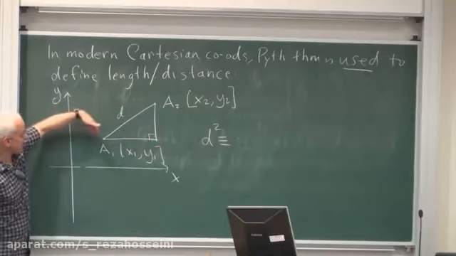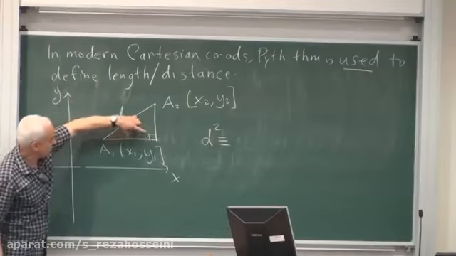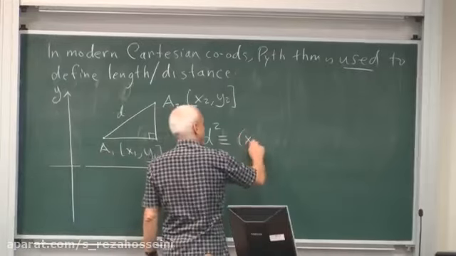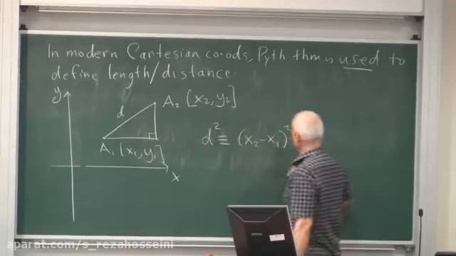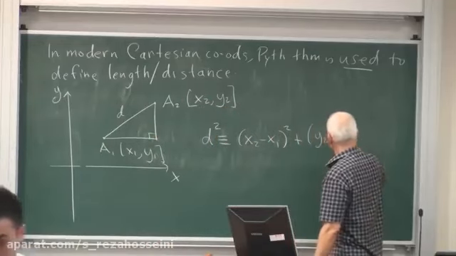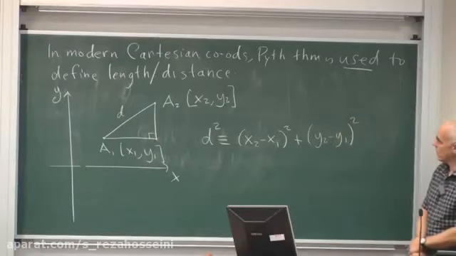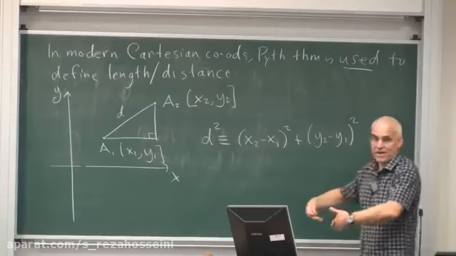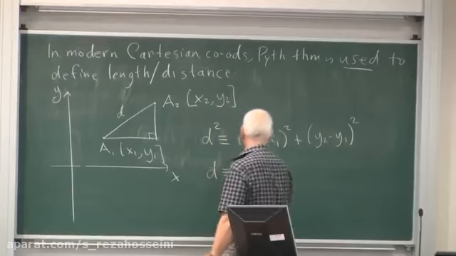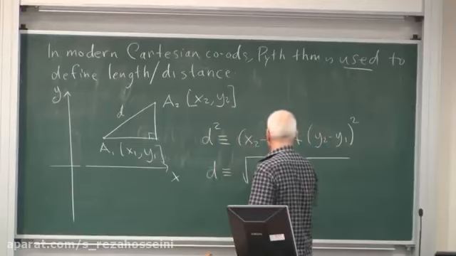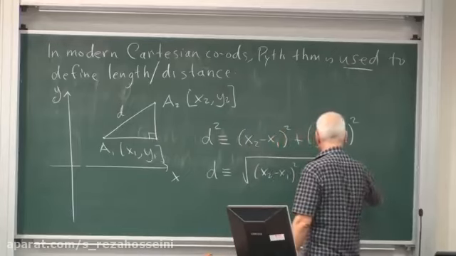Since d squared, the area of the square, will be the area of the square on this side, which is the difference between the x coordinates squared, so (x2 minus x1) squared, plus the area on this side, which is the difference of the y coordinates squared. And now to define d, we need to take a square root. So the actual distance itself is defined to be the square root of (x2 minus x1) squared plus (y2 minus y1) squared.